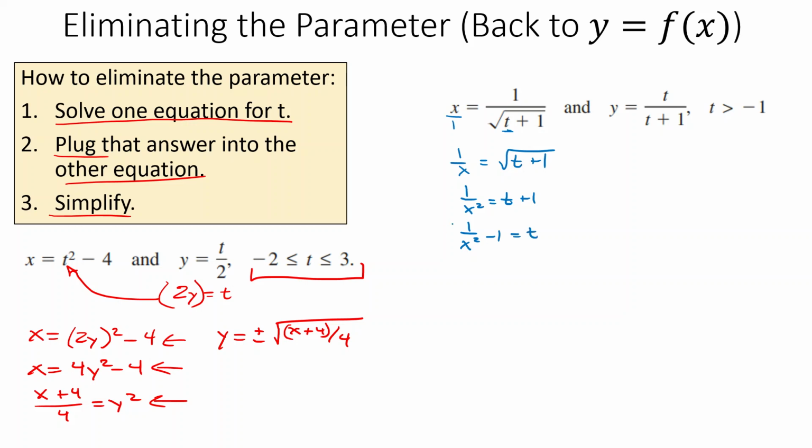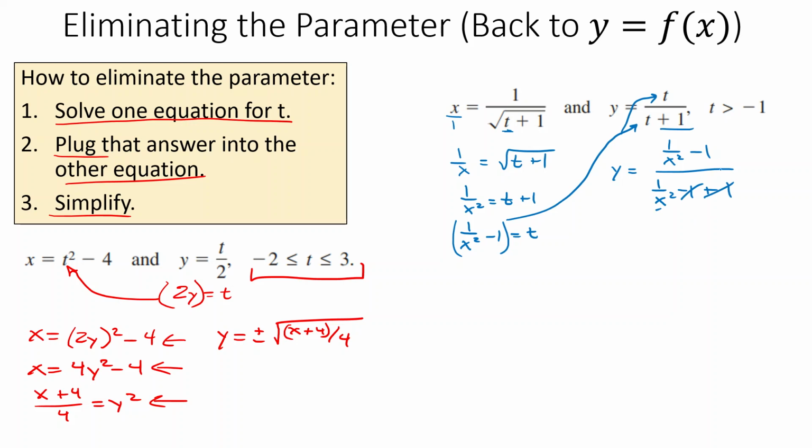So there's t in terms of just x. So now I'm going to take this guy and I'm going to plug it in here for t. Both spots I have t. So I get y equals 1 over x squared minus 1. And on the bottom, I've got 1 over x squared minus 1 plus 1. Right? Minus 1 from here, plus 1 from that. So these ones cancel out.